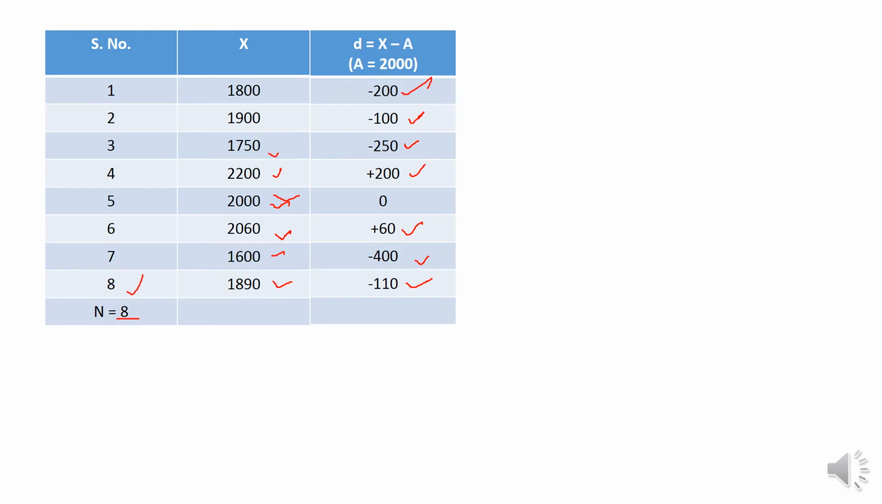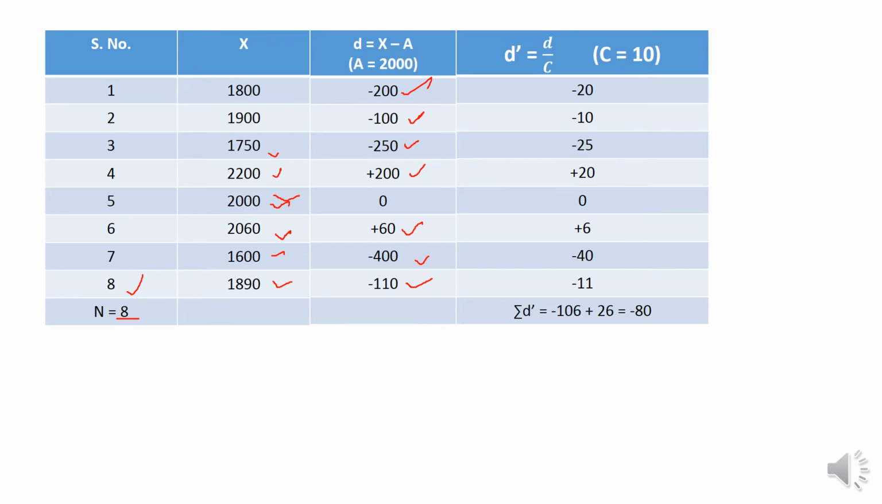Now, in the step deviation method we will also take the common factor. Why will we take the common factor? The common factor we have calculated is 10. Here we have taken the common factor, that is 10. These step deviations are totaled, and the following formula is applied to calculate the arithmetic mean. Here we take 10 as a common factor between all the values, and we divide D by the common factor. So the common factor is 10.